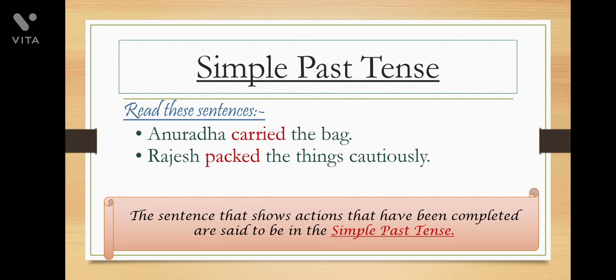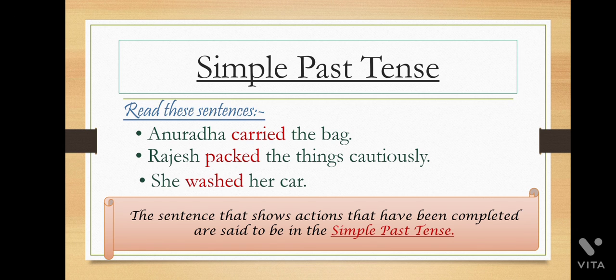Rajesh packed the things cautiously. Here packed, P-A-C-K-E-D, the verb shows that the thing happened in the past. She washed her car. Washed, W-A-S-H-E-D. It shows that the thing had happened. She had already washed her car. So let's again read the definition: the sentences that show actions that have been completed are said to be in the simple past tense.